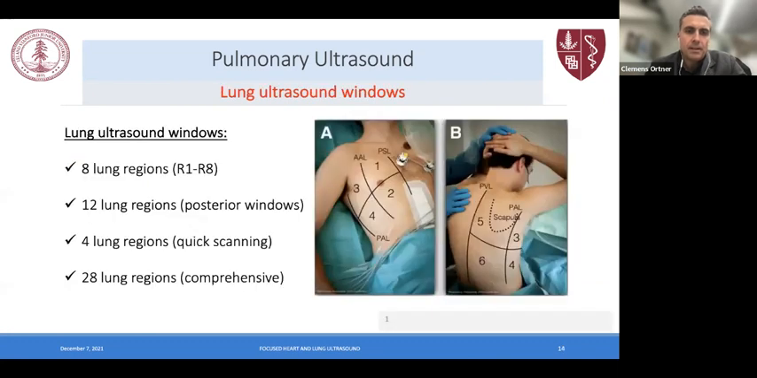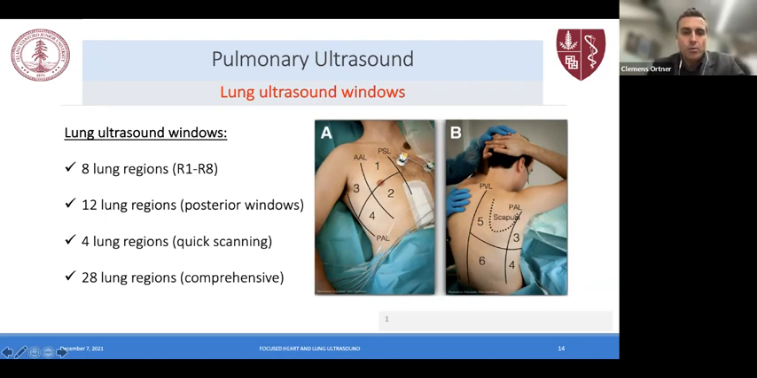Okay. And then which windows? In general, there are several techniques. Mostly we use the 8 lung region technique. And which are these 8 regions that you can see here on this image? On the anterior mid-clavicular line, in the higher quadrant and lower quadrant, and then also in the axillary line, higher and lower quadrant. 1, 2, 3, 4 on the right side. The same thing on the left side makes 8 regions.